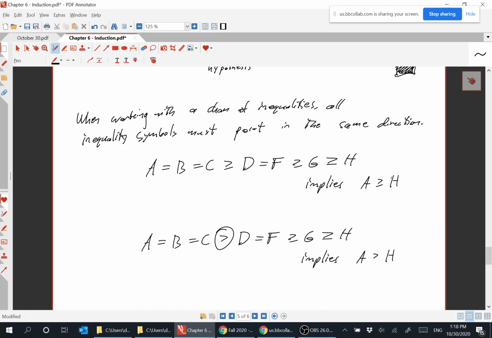Okay, when working with inequalities, you have to go in a chain. So when you go to real variables, you're going to do a lot of stuff with inequalities, so you got to work in a chain.